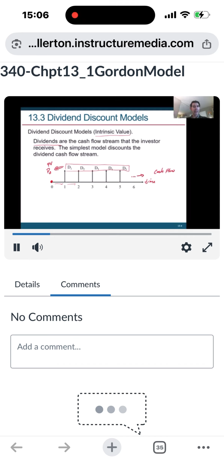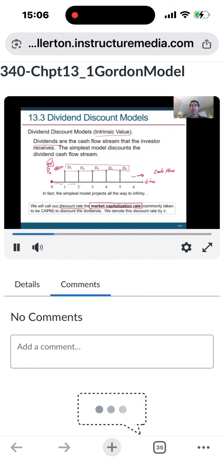Now, this is not a risk-free cash flow stream. This is a cash flow stream coming from a company that's risky, so we're also going to have to consider what would be an appropriate discount rate to use when I'm calculating present value. So let's talk about that. Again, this simplest model projects all the way to infinity, and when I calculate this present value, I need a discount rate. We're going to call our discount rate the market capitalization rate. That's the term we're going to use throughout this chapter.